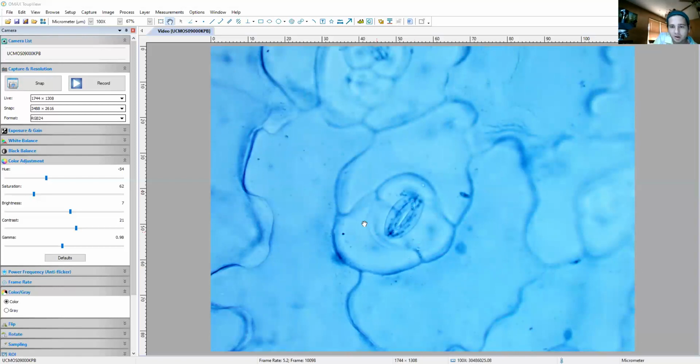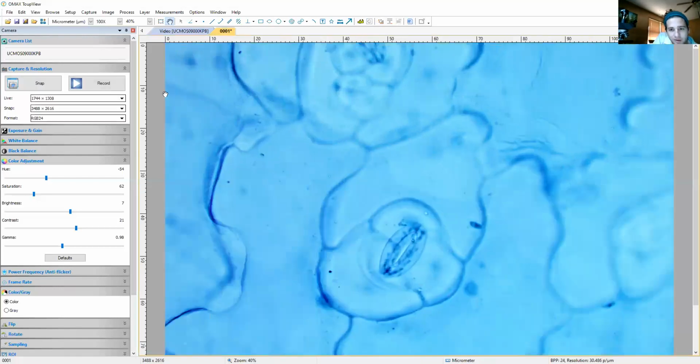So here we are. Let's go ahead and snap a picture of that. That's a real good looking image. So here are our guard cells. There's one, there's the other. You can see the little nucleus in each one. There's a nucleus in one of these epidermis cells. The opening that they form is the stoma.